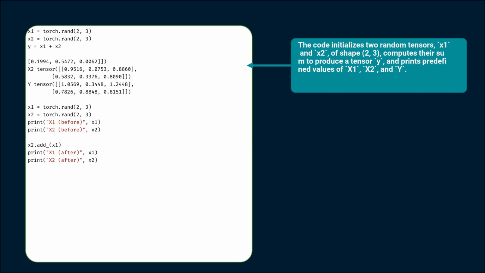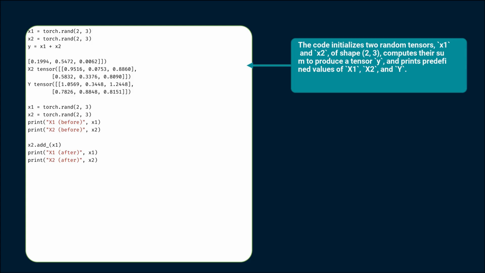First, we create two random tensors, x1 and x2, each with a shape of 2 by 3. By adding these two tensors together using the plus operator, we generate a new tensor, y, that contains the element-wise sum of x1 and x2. When you execute this operation, you will observe that y reflects the combined values of the corresponding elements from both input tensors.